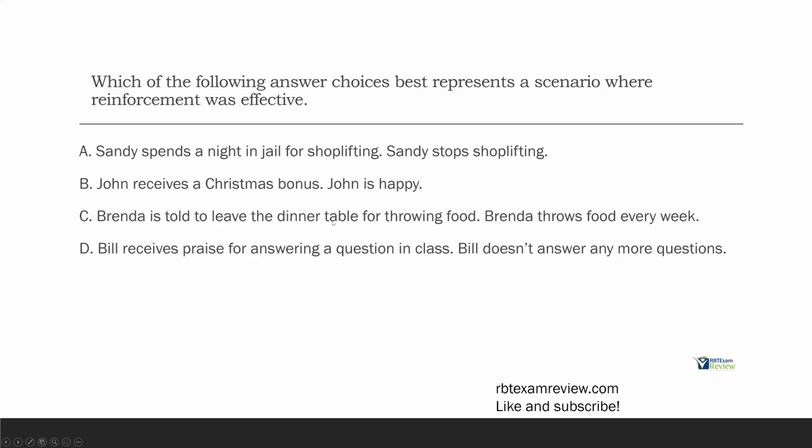C, Brenda is told to leave the dinner table for throwing food. Brenda throws food every week. Okay. Brenda's behavior is clearly maintaining, right? It's certainly not decreasing. So far, C is the only one where a behavior has actually maintained or increased. A decreased, B, nothing happened, right? John is happy is not something we're measuring. C, Brenda throws food every week. That behavior is continuing. And then D, Bill receives praise for answering a question in class. Bill doesn't answer any more questions. The praise actually punished Bill. Bill stopped answering questions. Bill was punished. The praise was punishment. The only one where the behavior either maintained or increased was C. Brenda was told to leave the dinner table for throwing food. Brenda now throws food every week.